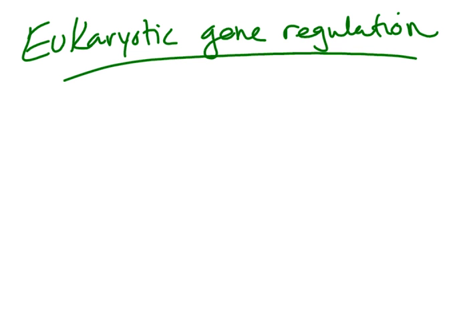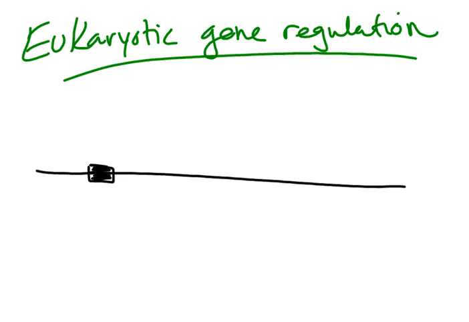All right, this video is on eukaryotic gene regulation. Just kind of refreshing our memory on gene regulation in prokaryotic cells. For example, if I have my DNA strand, which is, say, right here, there are certain regions on that DNA, specifically this little section right here, known as a promoter.